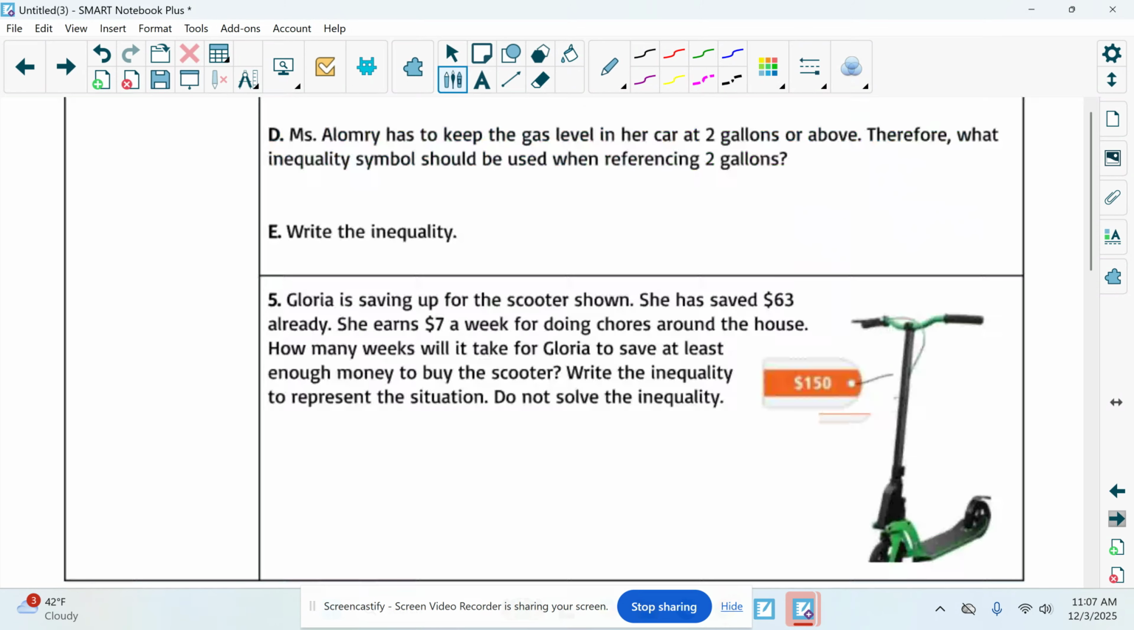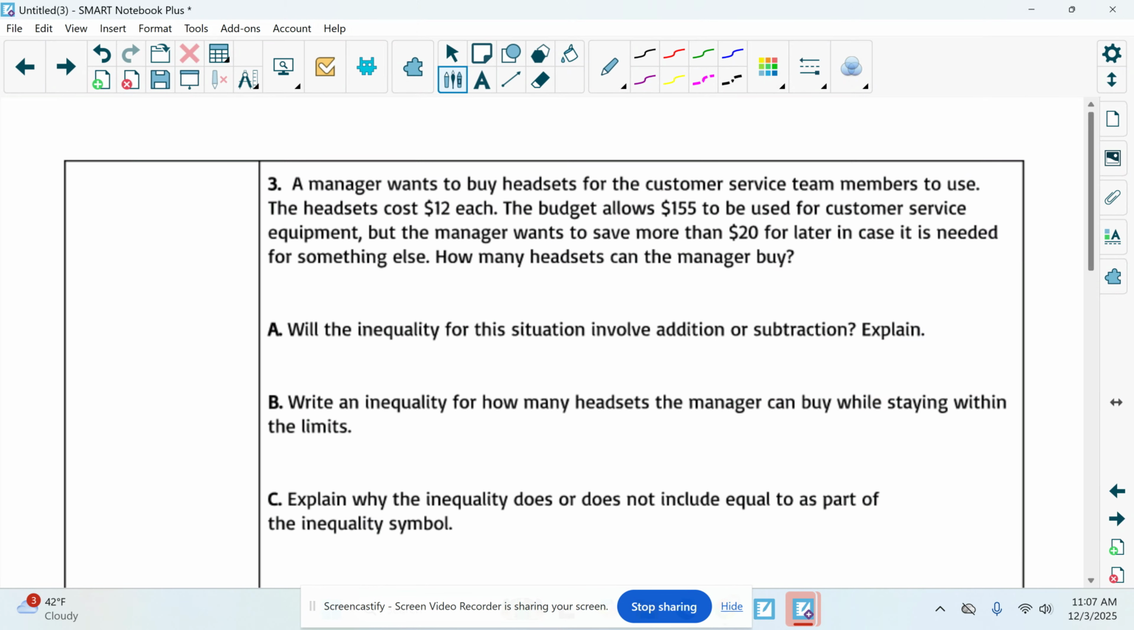Alright, if we flip to the next. A manager wants to buy headsets for the customer service team members to use. The headsets cost $12 each. The budget allows $155 to be used for customer service equipment, but the manager wants to save more than $20 for later in case it's needed for something else. How many headsets can the manager buy?